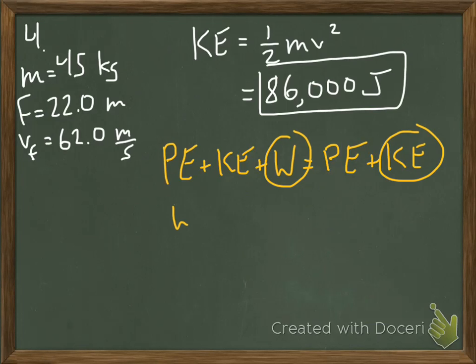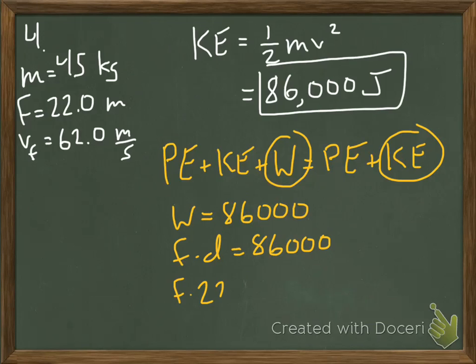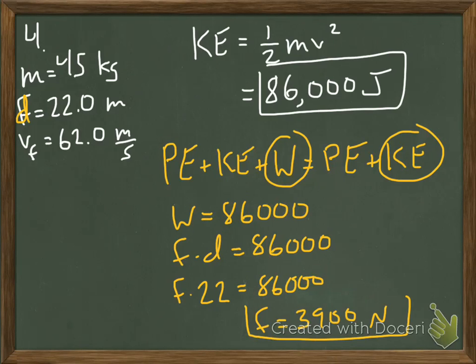The only thing that we're starting with is work. The only thing that we're ending with is KE. So I can set up my equation, work equals KE. I know that work is equal to force times distance. So I can just divide by my distance and find the force.